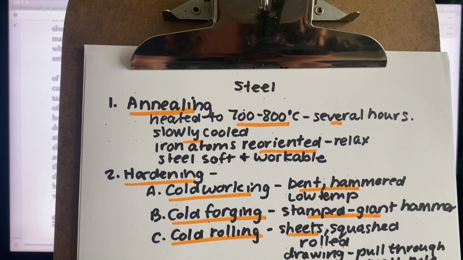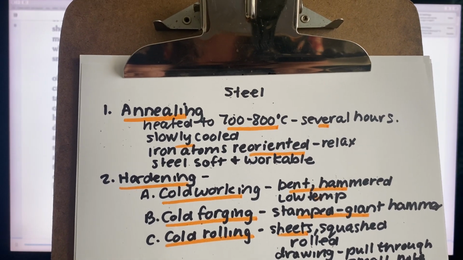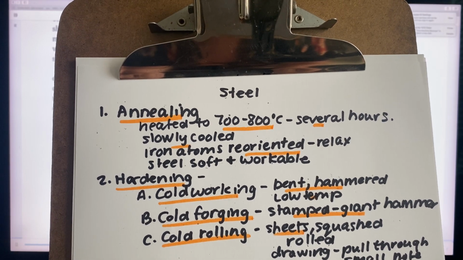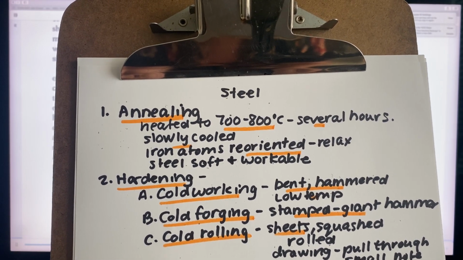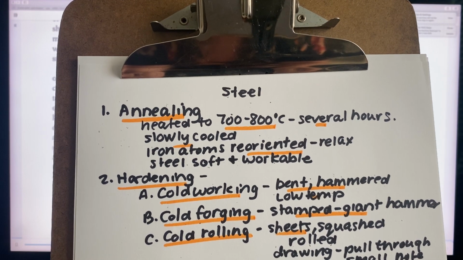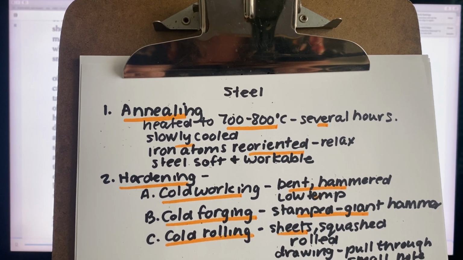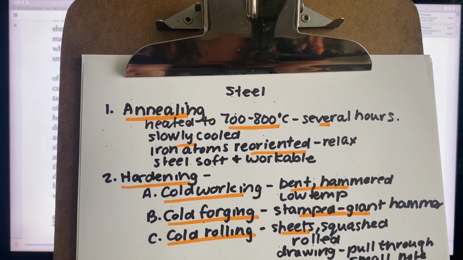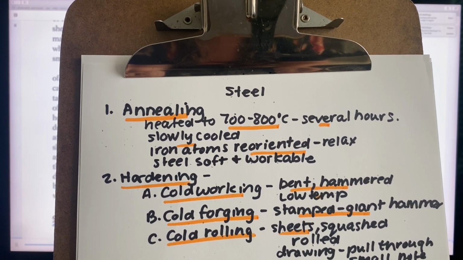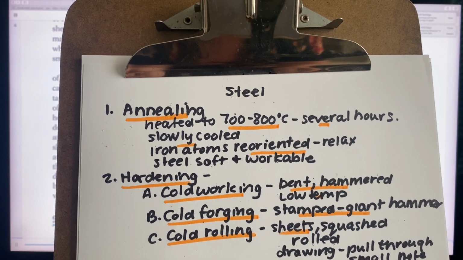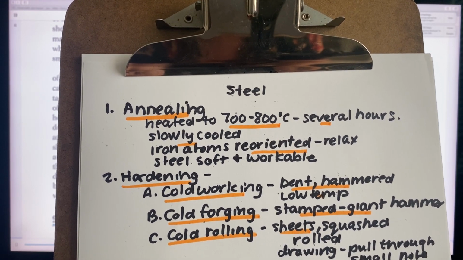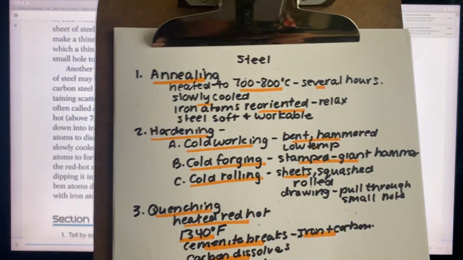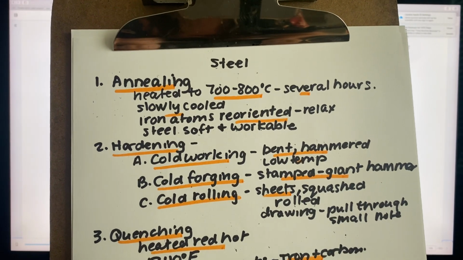There are actually 5 of them. The first is annealing. This is when the steel is heated to 700 to 800 degrees, which is a high temperature, but not as high as the steel has gone through. It's held for several hours, and then slowly cooled, and the iron atoms start reorienting themselves and relaxing, and the steel becomes very soft and workable. This is called annealing.